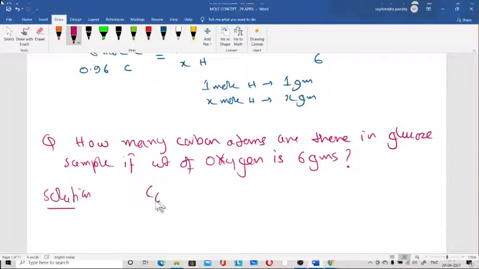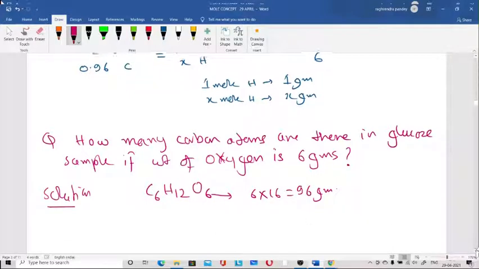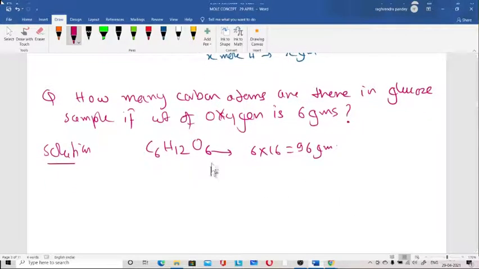Now the glucose is C6H12O6. So there are 6 oxygen. So if we take the weight, 6 times the weight of oxygen, which is 16, that is your 96 gram. Okay, in 1 mole of glucose, those who can't solve, please see. In 1 mole of glucose, what is the weight of oxygen? 96. If you have any doubt, please ask.